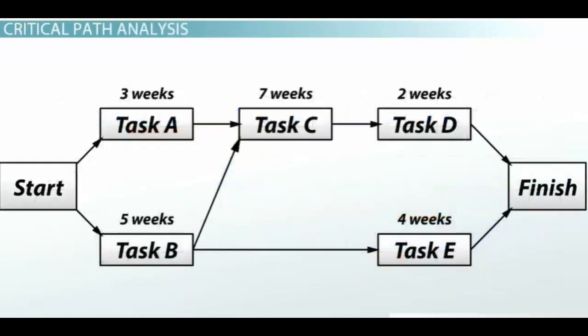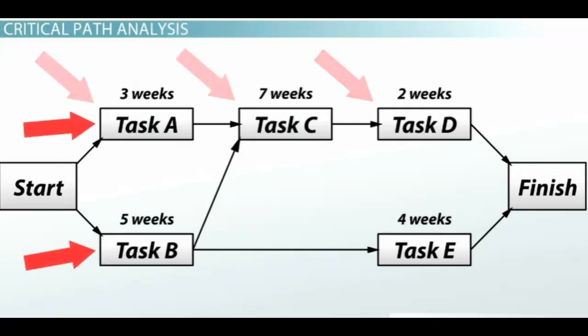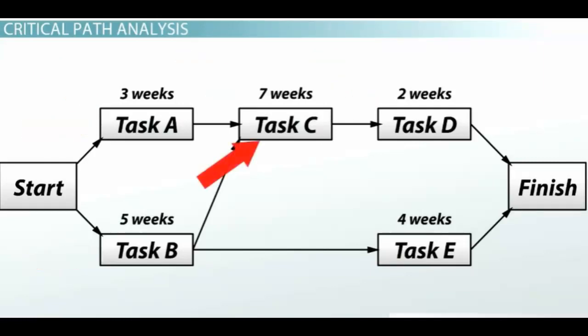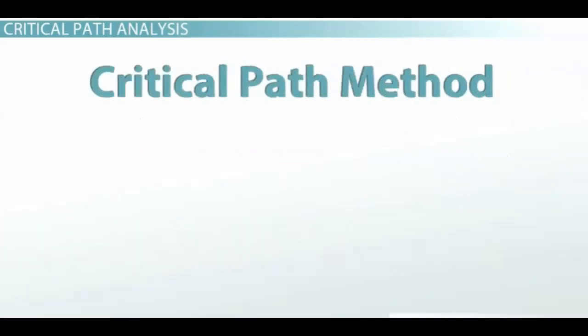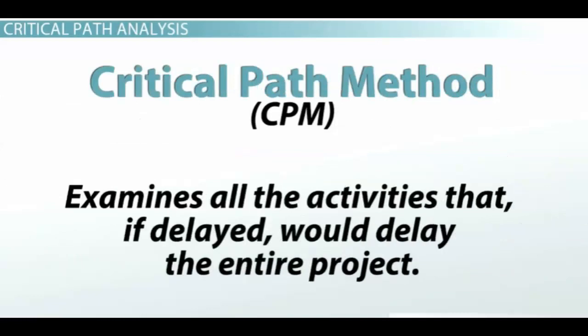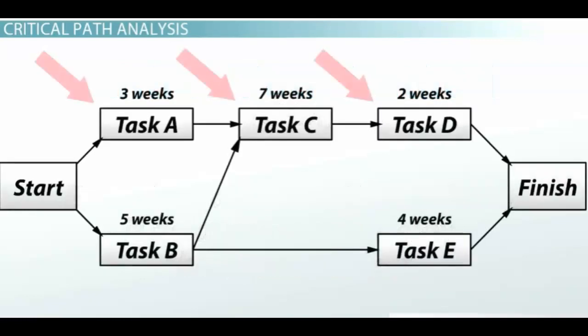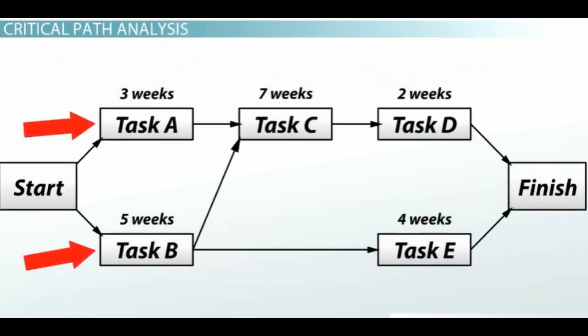A typical project consists of many activities. Some of these take place in sequence, and some of these take place simultaneously. Some activities are very critical in the sense that if they get delayed, the entire project gets delayed. The critical path method, or CPM, examines all those activities that, if delayed, would delay the entire project. This involves identifying dependencies among project activities, like which activities are sequential or which activities can take place simultaneously.